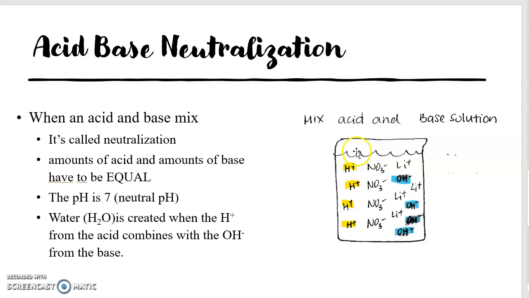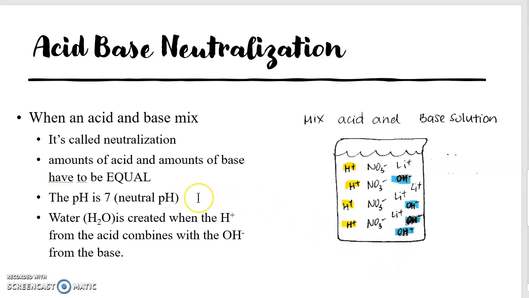And if you think about it, a hydrogen ion and a hydroxide ion can come together. You have an H and an OH, and they're going to come together and make HOH. And that's actually water. So when you take the hydrogen ions from the acid and mix them with the hydroxide ions from the base, you actually create water.